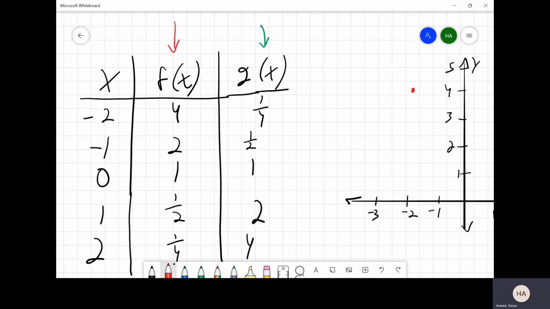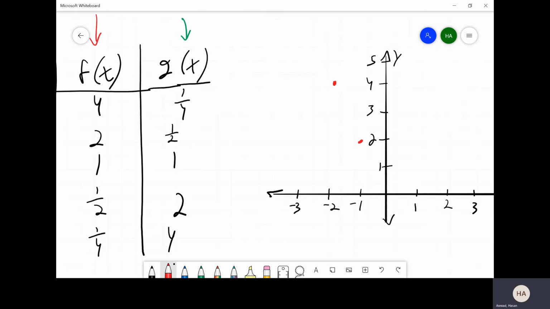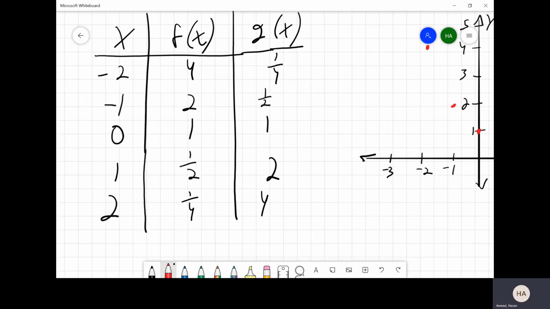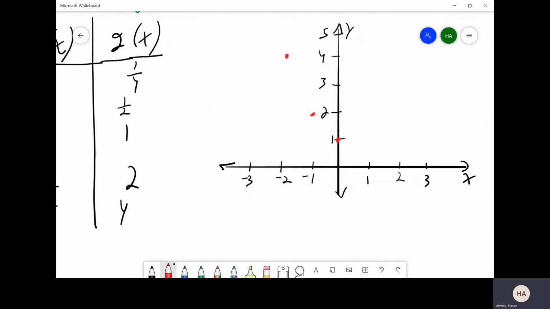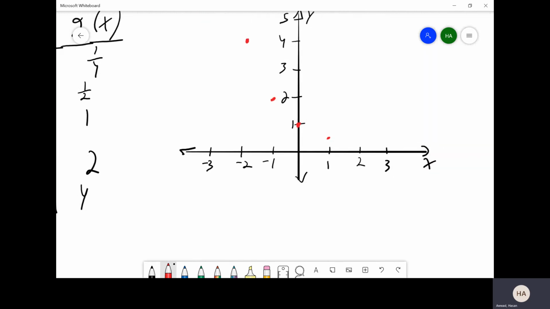Okay, next up, we have -1, 2. So that's going to be right about here. And then we have 0, 1. So 0, 1 is going to be right there. We have 1 and 1/2. So 1 and then 1/2 is approximately going to be right here. Don't hate me for not being super accurate. And then last but not least, we have 2 and 1/4. So our input is 2 and our output is 1/4. So again, bear with me, but that should be fairly accurate right there.